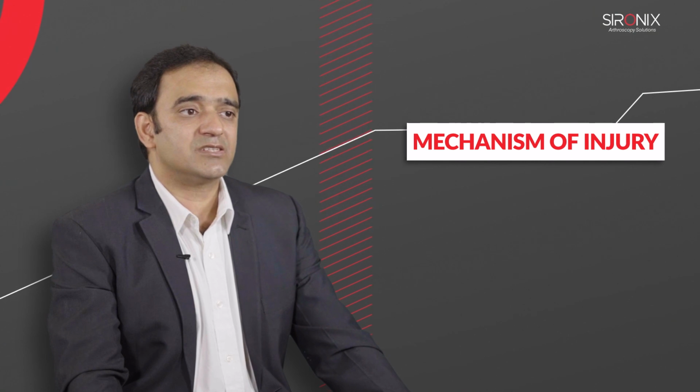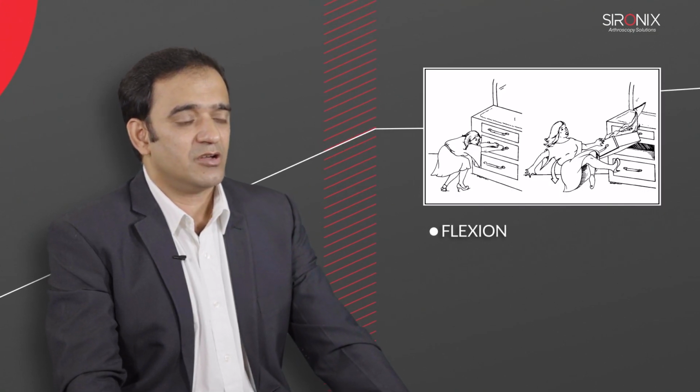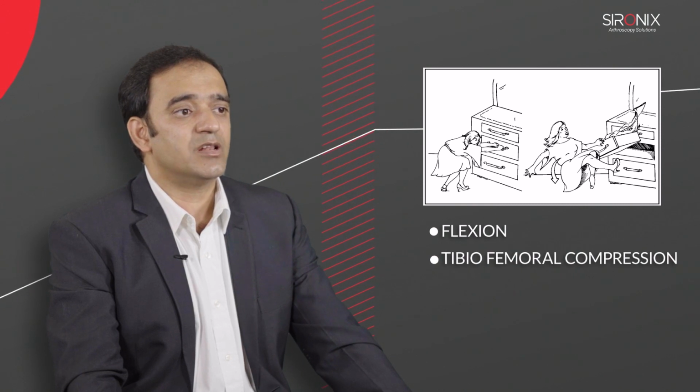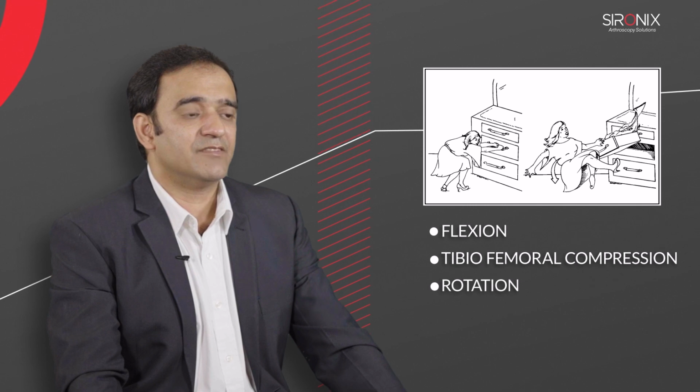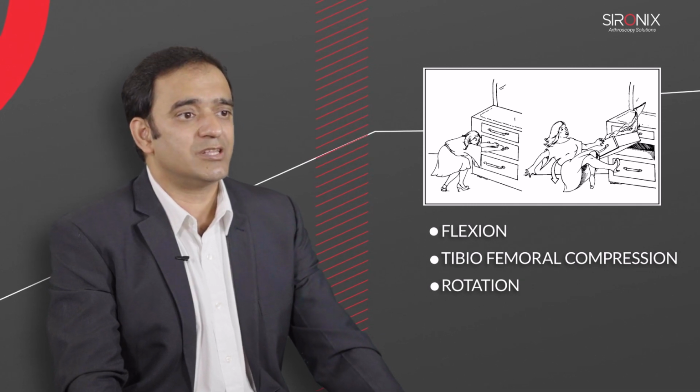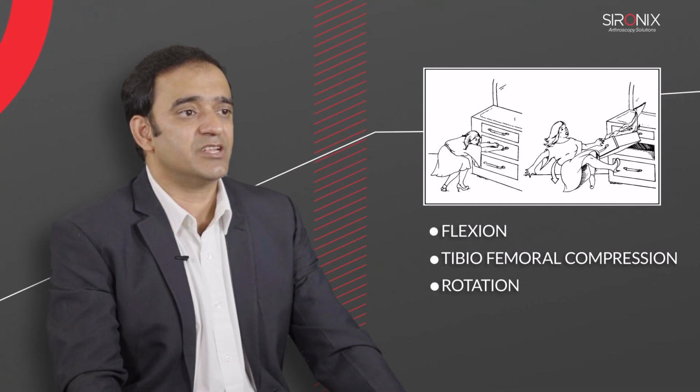Whenever you get a meniscus tear, usually the mechanism of injury is flexion of the knee, and then there's a tibiofemoral compression combined with rotation. All these together can cause the meniscus tear.